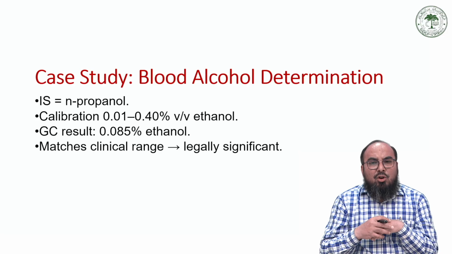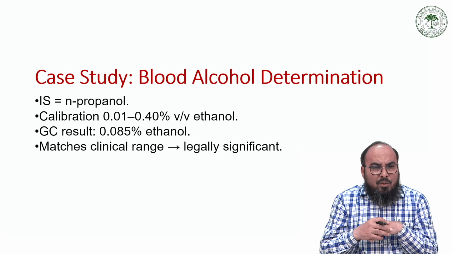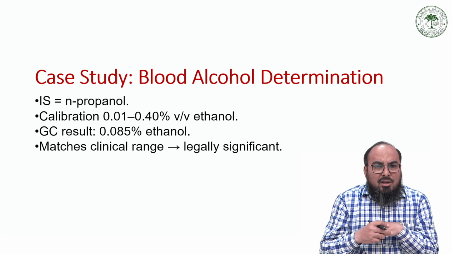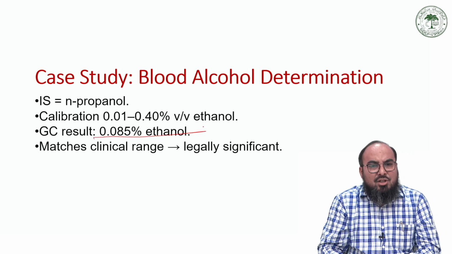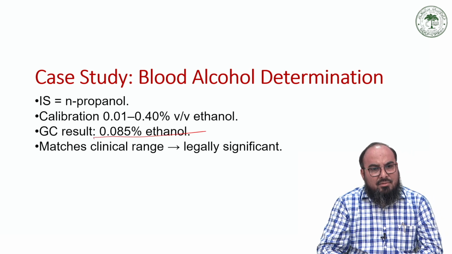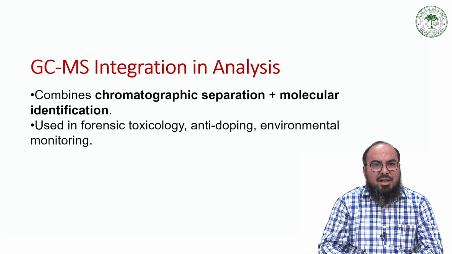Similarly, a blood alcohol determination. If you have an internal standard of N-propanol and you calibrate it with respect to volume, for example, with respect to ethanol, it ranges from 0.01 to 0.40, then the GC will result in 0.0085% ethanol. So it is actually a limit which is legally significant and clinically it is good. So each time you have to check the response.